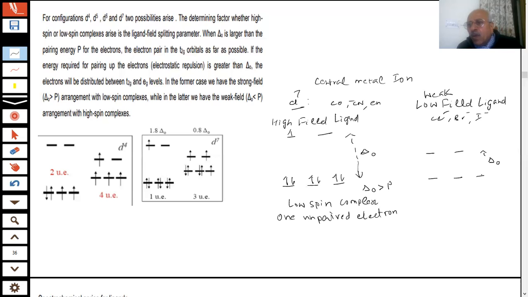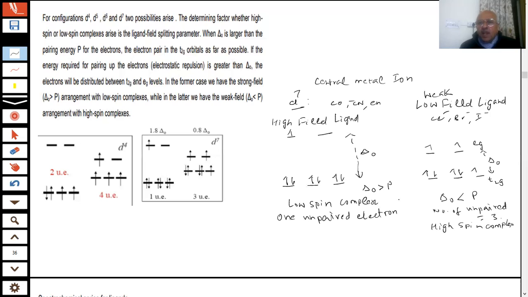Delta O. T2G, EG. If I make a mistake, you will tell me. 1, 2, 3, 4, 5, 6, 7. Am I right or wrong? Yes, sir. Delta O is less than pairing energy. Therefore, student, what has happened here? How many unpaired electrons? Here, 3 unpaired electrons. So is this a high or low spin complex? This will be a high spin complex.